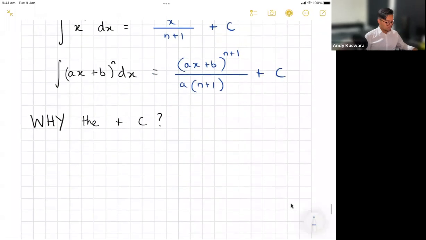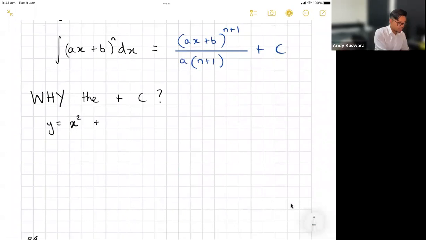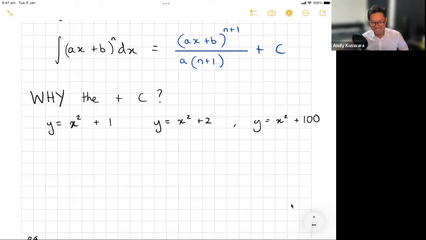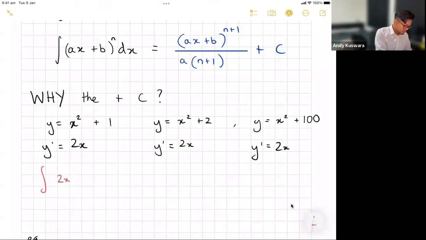Okay, why the plus c? So if I said y equals x squared plus 1, or y equals x squared plus 2, or y equals x squared plus 10, times 10, 100. So why the plus c? If I do my differentiation here, if I go y dash, I'm going to get 2x here. If I do my y dash here, I'm also going to get 2x here. If I do my y dash here, I'm also going to get 2x. So that means if I integrate 2x dx, it could technically be either one of these, right?